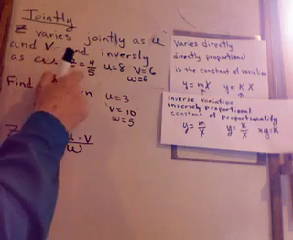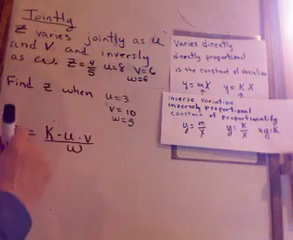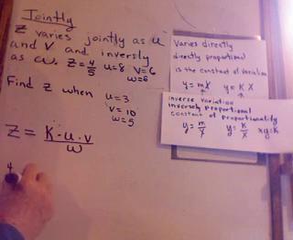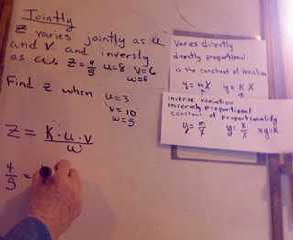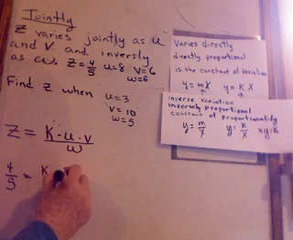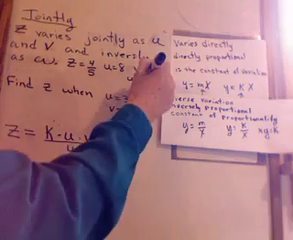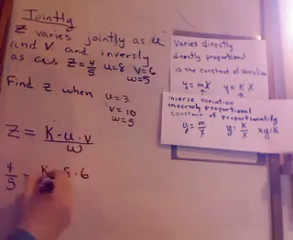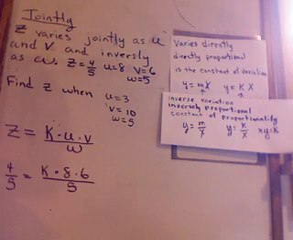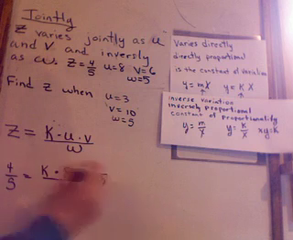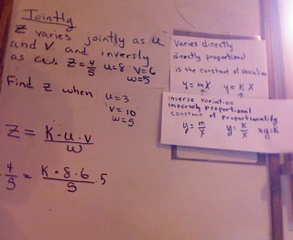All right, now let's use all these numbers that they gave us and see if we can solve for K. So Z is 4/5. 4/5 equals K, which we don't know, that's what we're going to find, times U, which is 8, V, which is 6, over W, which is 5. Now I need to solve this for K. Let's first multiply both sides by 5. That's an easy step.